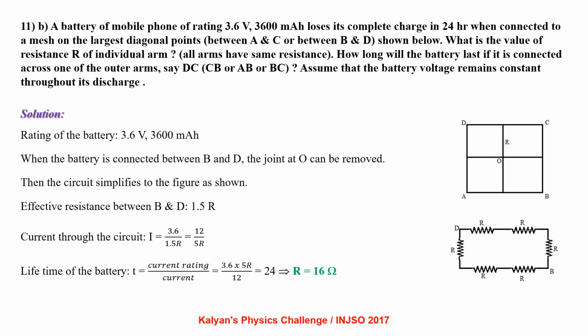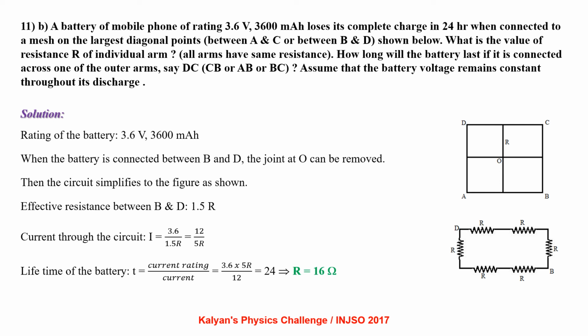How long will the battery last if it is connected across one of the outer arms, say DC, CB, AB or BC? Assume that the battery voltage remains constant throughout its discharge. Rating of the battery is 3.6 volt, 3600 milliampere hour. When the battery is connected between B and D, the joint at O can be removed. Then the circuit simplifies as shown in the figure.